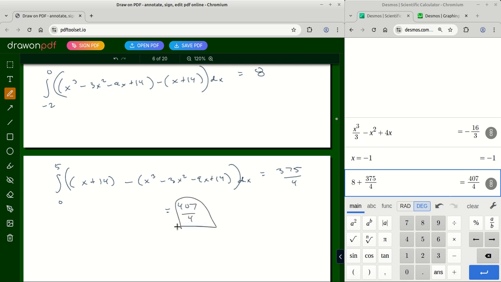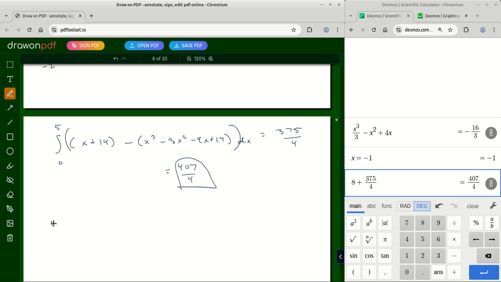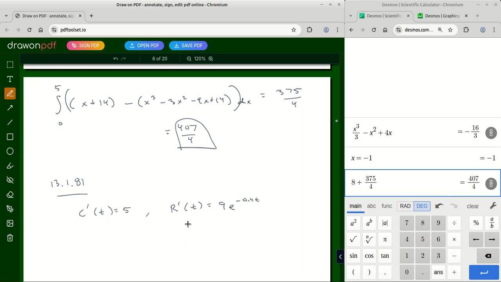Cool. I have 2 more problems, and they're more application problems, at least a little bit. Okay, so it says that C prime of t is equal to 5, and then R prime of t is equal to 9e to the negative 0.4t. Now, they're talking cost and revenue, but these are rates. The rate of the cost at time t is a constant, so it's a constant rate, versus here, it's a changing rate.